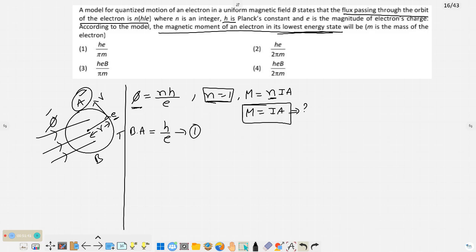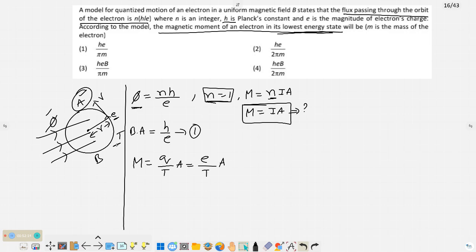Next, when it is rotating, in this case, the magnetic moment is in the lowest energy state. So here a lot of concepts are involved to find it. Here first we need the magnetic moment. What is the magnetic moment? It is I into A. I is nothing but, in terms of charge, q by t, the rate of flow of charge. What is q here? The electron charge, by the time period of rotation of the electron.